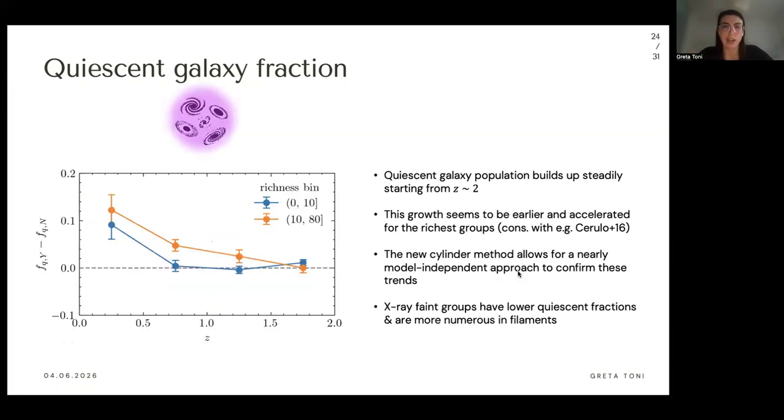Additionally, since we have X-ray, as we have mentioned before, we wondered if there was a correlation between the quiescent galaxy fraction and the emission in the X-rays. And we found that X-ray faint groups have on average lower quiescent fraction than those that are bright in the X-rays. And they are also found to be more numerous in filaments with respect to the nodes and the area around the nodes.